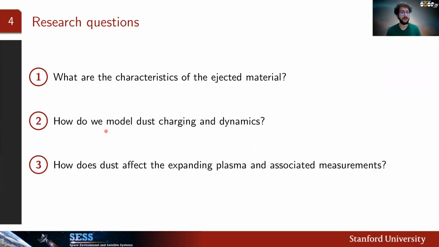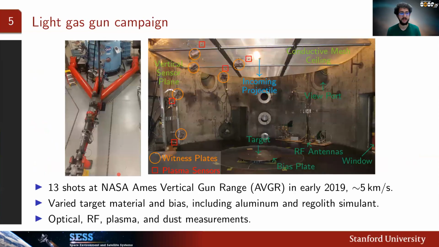Second, how do we model the evolution and charging of impact debris over the many orders of magnitude in density spanned by the expanding plasma? And finally, how does dust charging affect the plasma expansion and associated observations? This is a first step towards understanding the impact of dusty plasma effects on the threat to spacecraft.